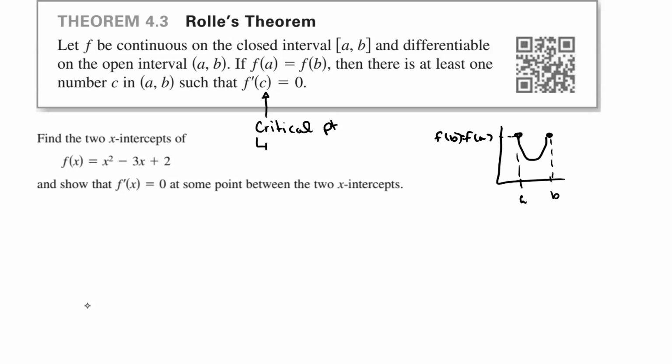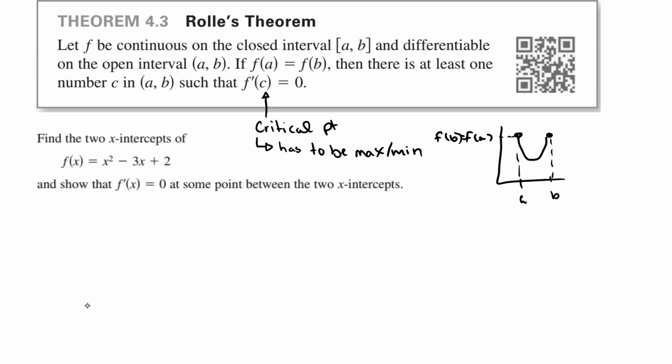So that's more specific than a critical point. Because it's a turning point, we have to go back to the y value that we started at. So we know that there has to be at least one point c on that interval where the slope is 0, right? Because we have to turn around.